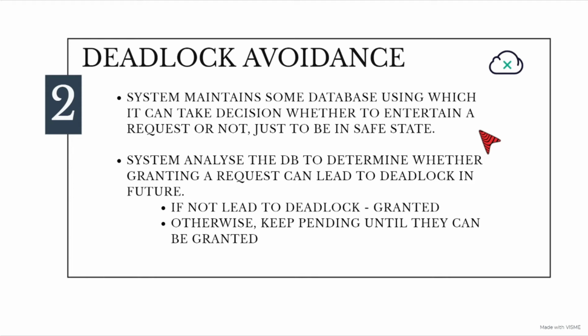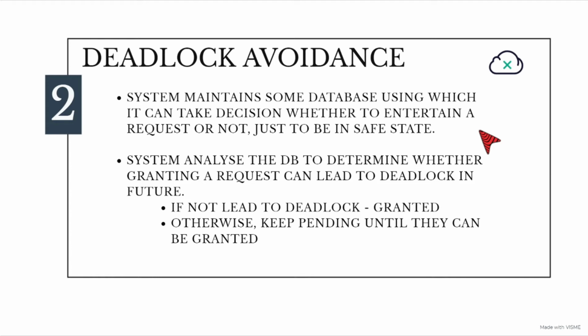A safe state is nothing but a state which does not lead to deadlock. If I am in the safe state, nothing will go wrong. Like, a safe state is having 10 glasses. If 10 guests are arriving and I have 10 glasses, then I am in a safe state. But if I am having only 6 glasses, then I am in an unsafe state, and I need 4 more glasses. That's what they are saying here. And the next point is that the system analyzes the database to determine whether granting a request can lead to deadlock in the future. So the system will analyze the information to decide whether to grant the request or not, considering whether deadlock will come in future or not.